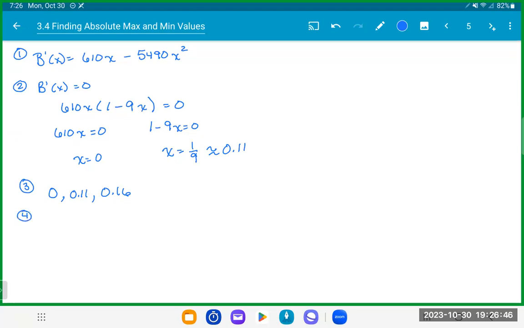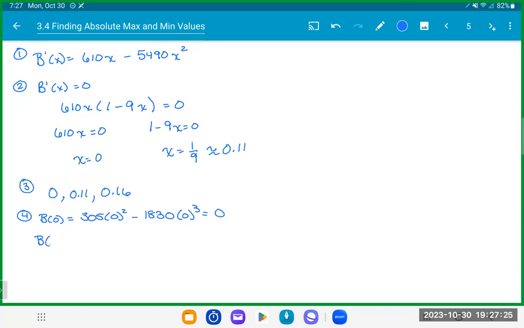So the last thing we want to do is, because we have a closed interval, we can use the minimum maximum principle number one, which tends to be the easier of the two because we don't have to do a second derivative. So we can now evaluate our function at the endpoints and critical values. Plugging 0 back into our original equation, we get 305 times 0 squared minus 1830 times 0 cubed. That's going to give me a value of 0.